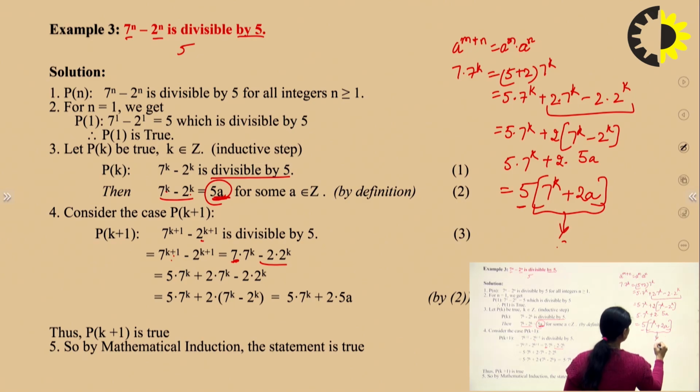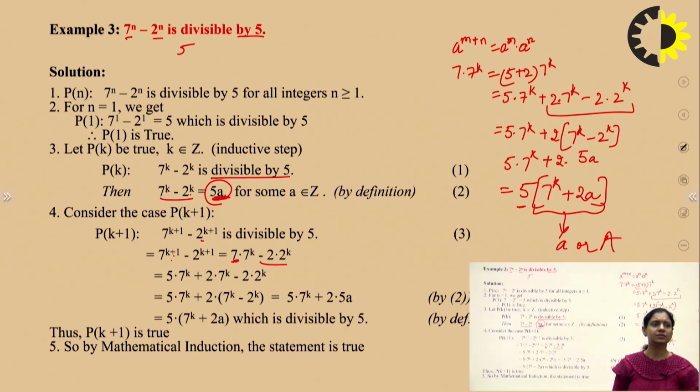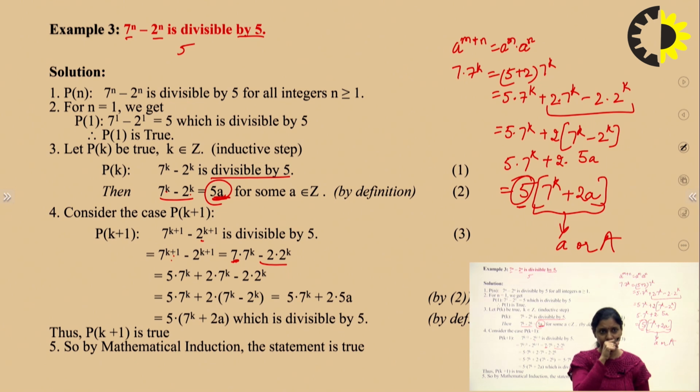Let's assume it as capital A. Thus, it becomes a multiple of 5, right? Because it is multiplied by 5. Anything multiplied by 5 becomes a multiple of 5. Hence, pk plus 1 is true. So, we say that by mathematical induction, this is true.